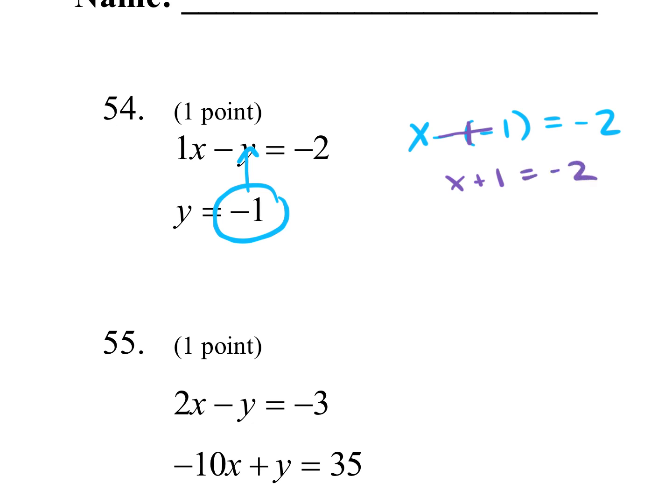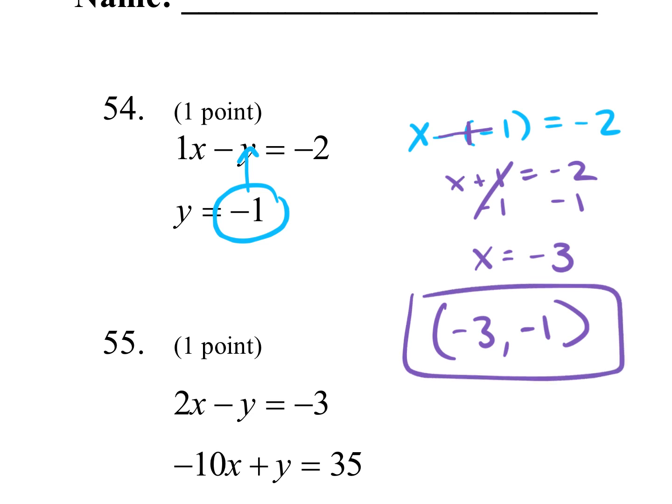Now what can I do next? Put the 1 on the other side. I got to get that x all by itself. So I subtract 1. So I have x is equal to -3. Do I have to plug it in, or do I already know what y is? We already know y. So my answer is -3, comma, -1. So it already gave me y. I don't have to plug it in to find it. Typically, we would have to plug it in and solve for y, but it already has y equals, so we're done.